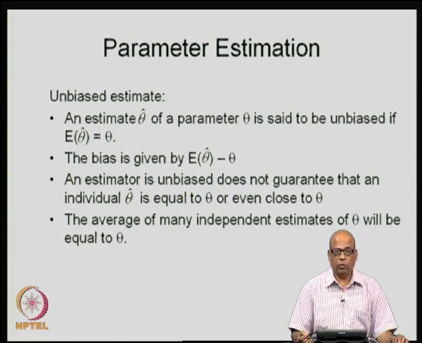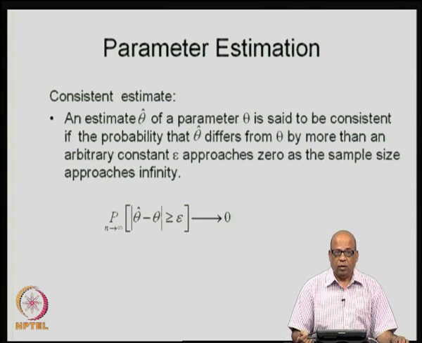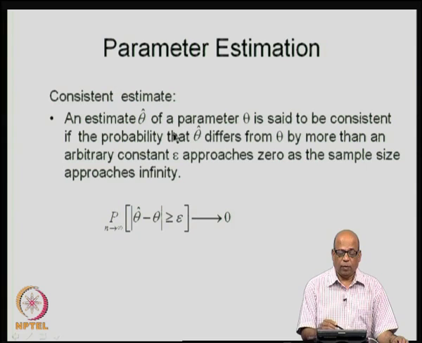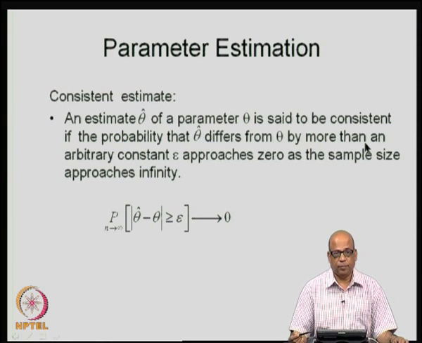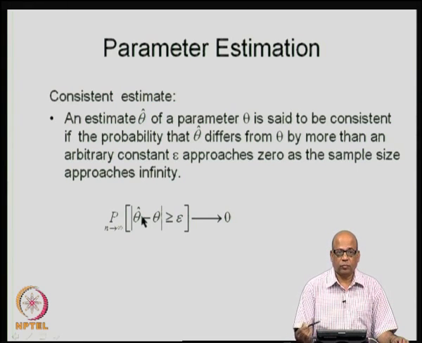Similarly, we introduce the concept of a consistent estimate. An estimate theta cap of a parameter theta is said to be consistent if the probability that theta cap differs from theta by more than an arbitrary constant epsilon approaches 0 as the sample size approaches infinity. So, let us say you have a sample of 50 values and you estimate theta cap, and then you have a sample of 100 values, then you estimate theta cap, and so on.